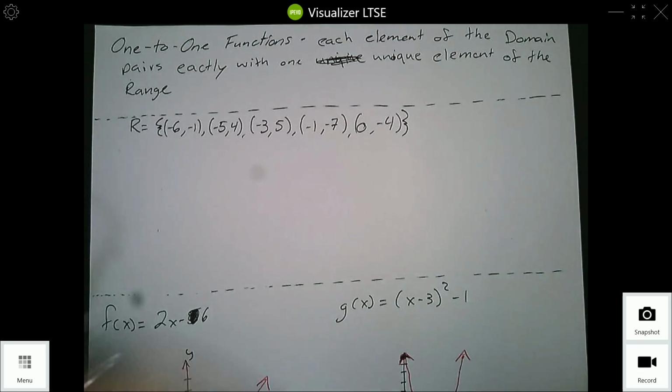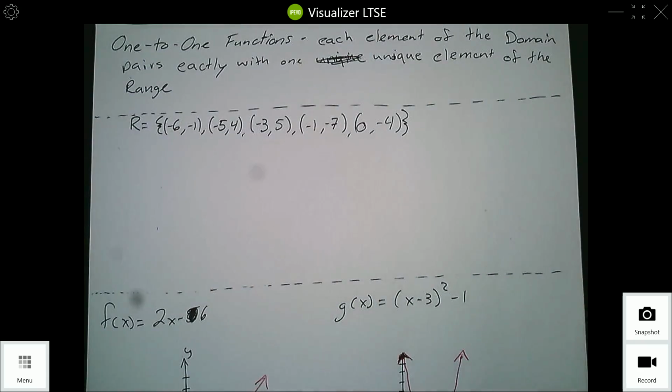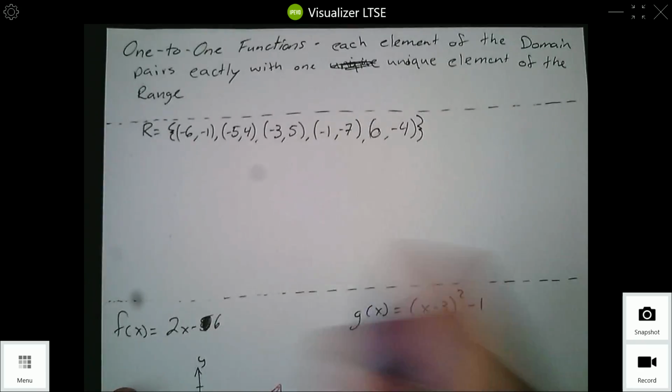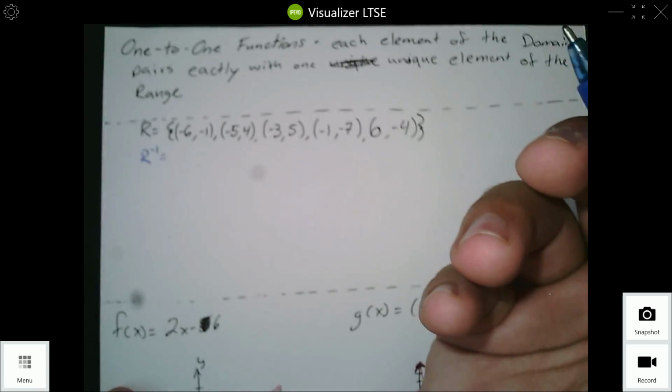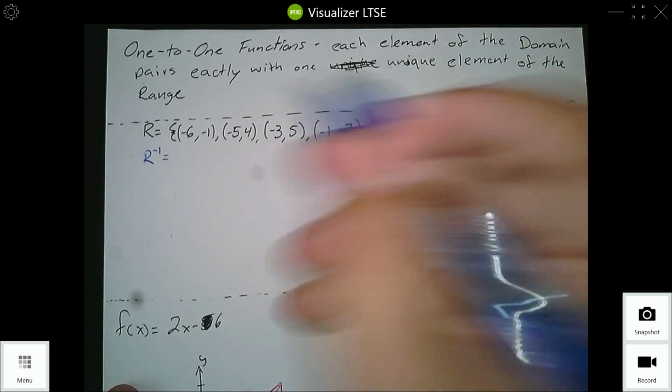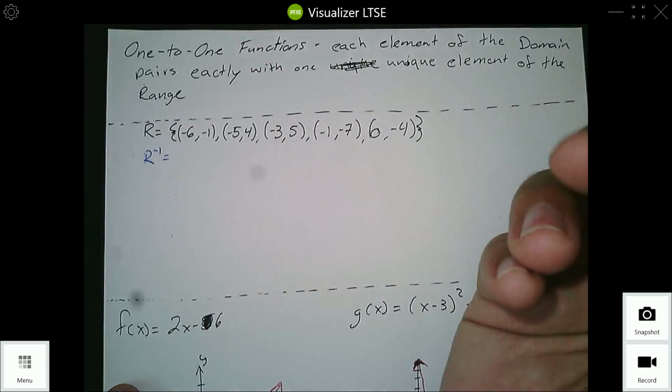The first one we're going to look at is a relation. We have this relation right here: R is equal to (-6, -1), (-5, 4), (-3, 5), (-1, -7), (0, -4). Now we want to come up with the inverse of that. We just flip the elements for each domain and range, changing their orientation.